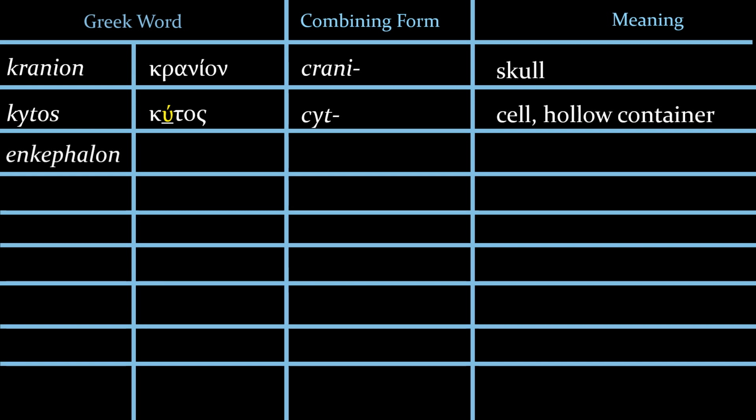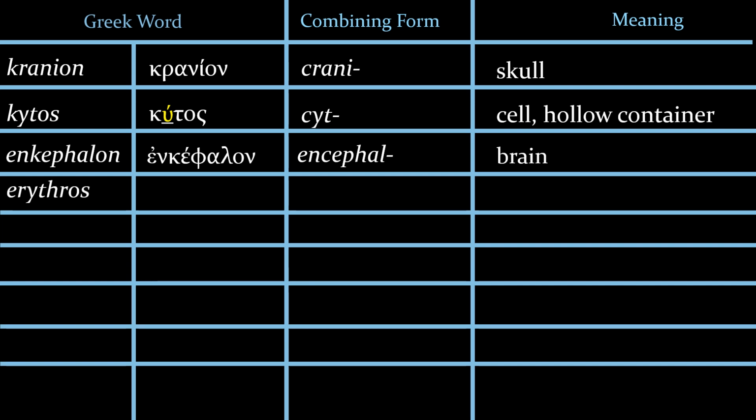Then we move on to enkephalon, which is interesting because we've already had kephali in the previous episode. This has N, and if you'll recall from the very early episodes, N means inside. So we have enkephalon, the thing which is in the head, encephal, the brain. Okay, and you'll probably recognize words like encephalitis or encephalogram or something like that. These words will come up later.